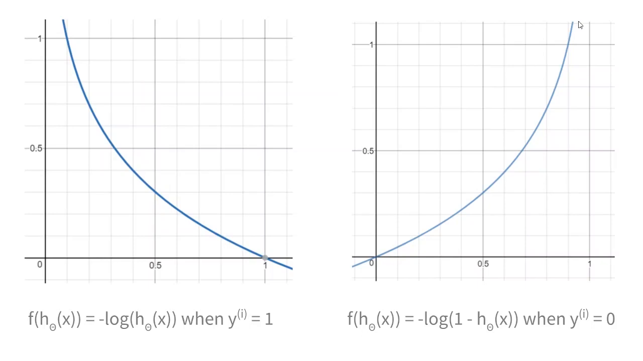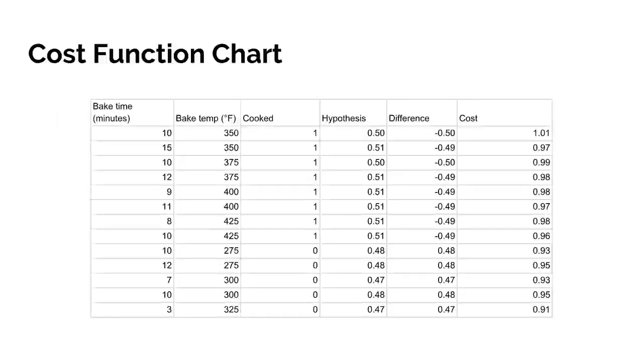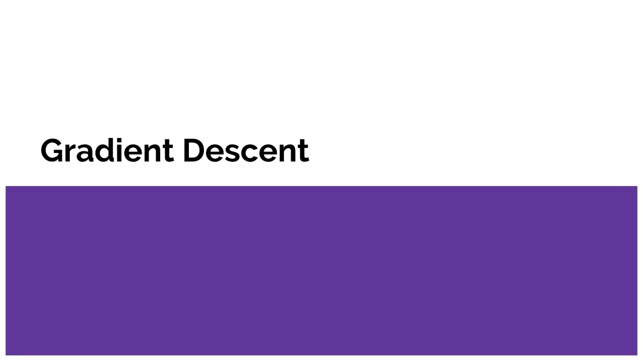So on the flip side, when yi is equal to 0, then the error output looks like this, where if our guess h theta of x is equal to 0, there's 0 cost, but if it's equal to 1, there's very large cost. And so here is just a chart to demo some of the data calculations that's going on to calculate this cost. So let's talk about gradient descent.